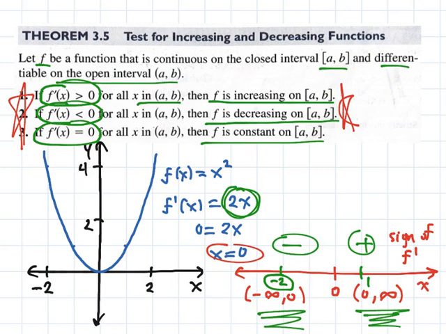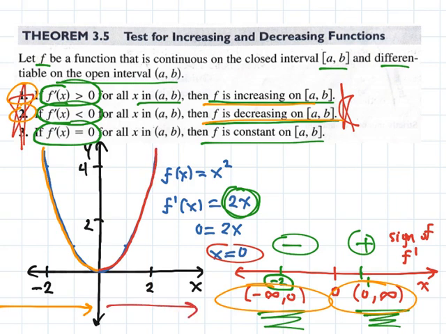Looking at this theorem, I know that because the derivative is negative on the interval from -infinity to 0, by number 2 here, the function must be decreasing from -infinity to 0. And of course you can see that the graph is falling from left to right on that interval. And because the derivative is positive on the interval from 0 to infinity, by number 1 from the theorem, the function is increasing on the interval from 0 to infinity. And of course you can see that the graph is rising from left to right. So that's something that we learned in Calculus AB.